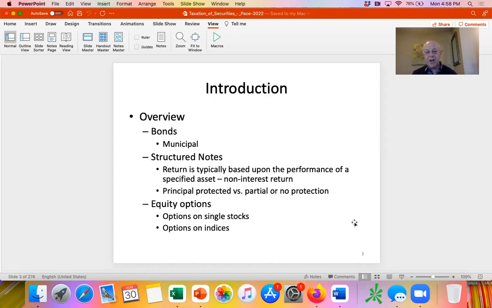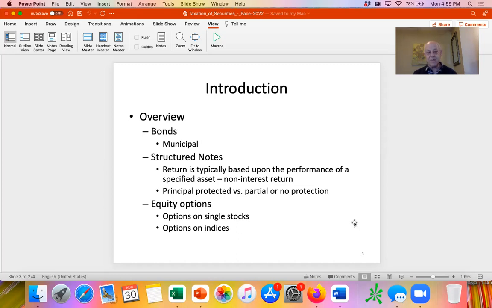With a structured note, you still are lending money to an entity. I'm still lending money to a corporation, or I'm lending money to a municipality. And you want to get your money back at the end. But instead of earning a rate of interest, the amount they pay you is tied to the performance of an asset. It has really nothing to do with the time value of money. It has nothing to do with interest rates.